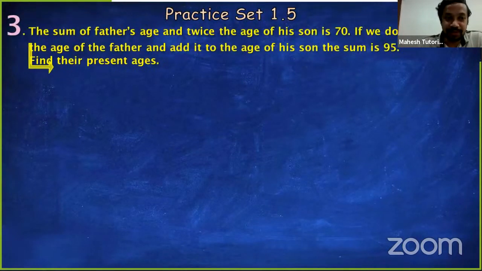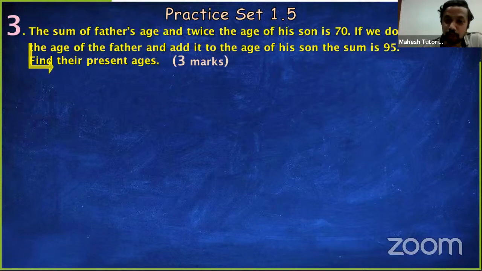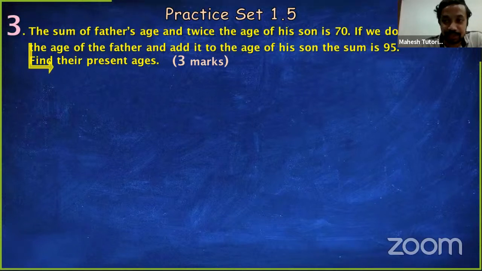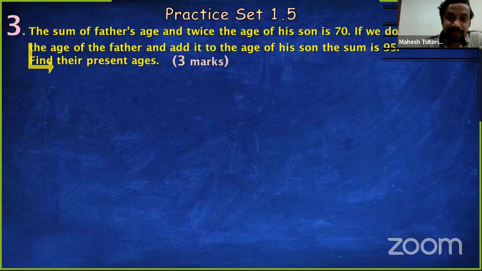Practice set 1.5, question number 3. A sum carrying weightage of 3 marks, students. Now, I want every one of you to first read the question. The question says, the sum of father's age and twice the age of his son is 70. If we double the age of the father and add it to the age of his son, then the sum is 95. Find their present ages.